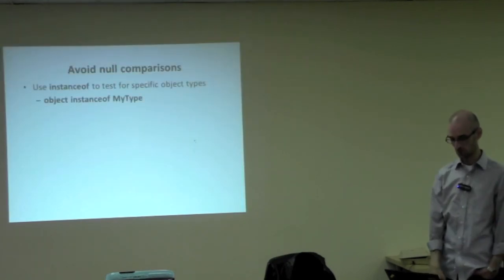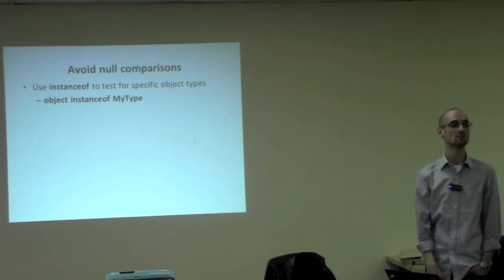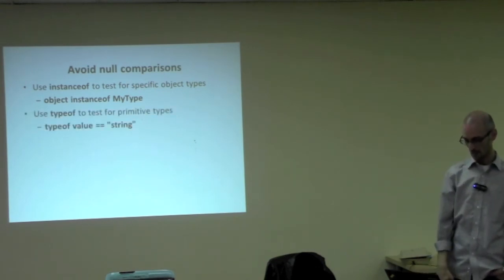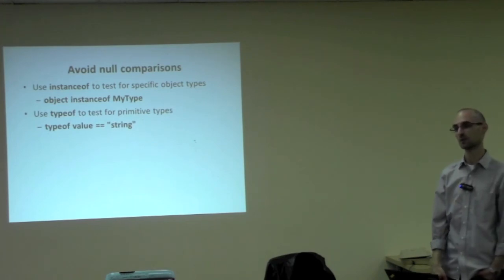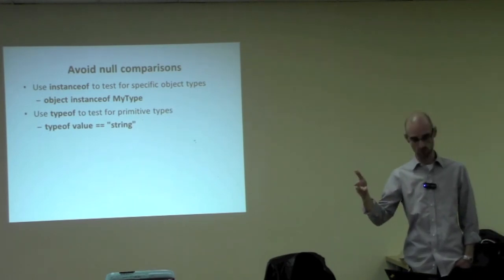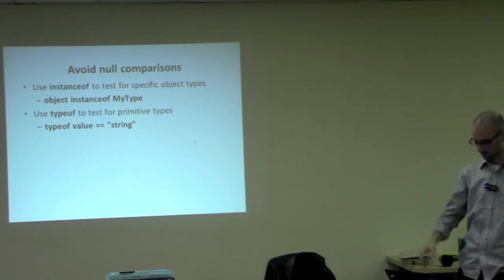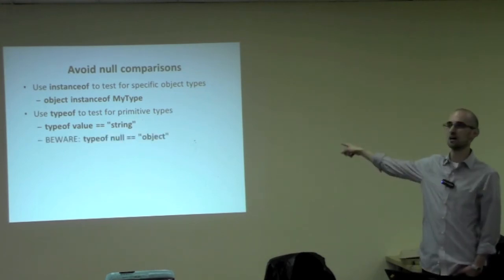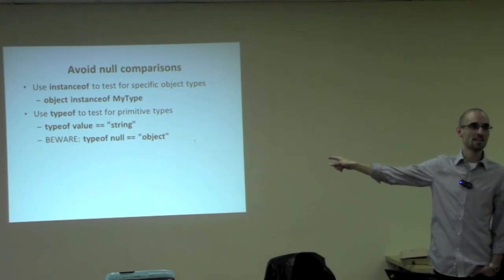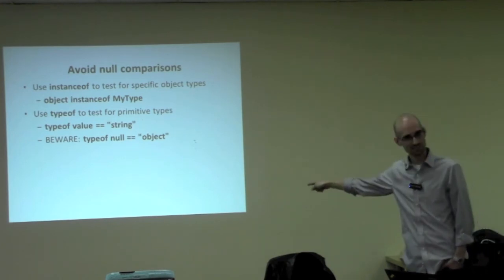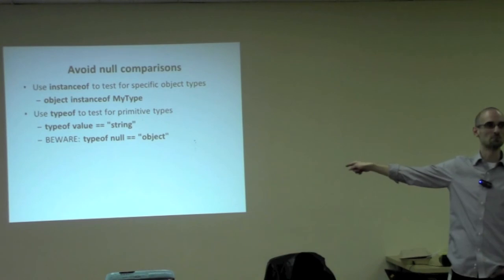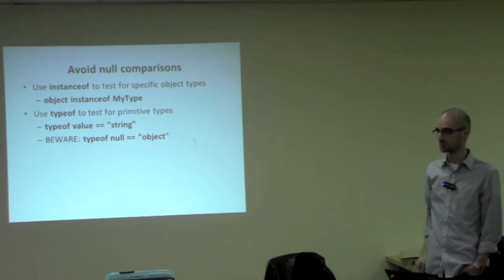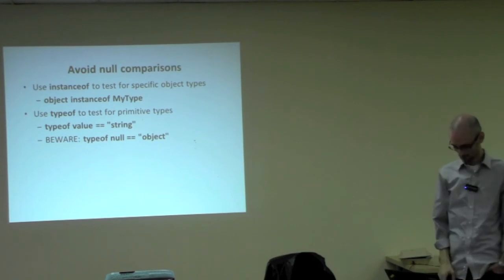So you can use a bunch of different tools. You can use instanceof to figure out if something is a particular type of object. You can use typeof to test for primitive types, so strings, booleans, numbers. Be careful, though, because typeof null is object, and typeof any other object is also object. This is a language bug that unfortunately can never be fixed at this point because it's too old. So you just have to be aware of it.